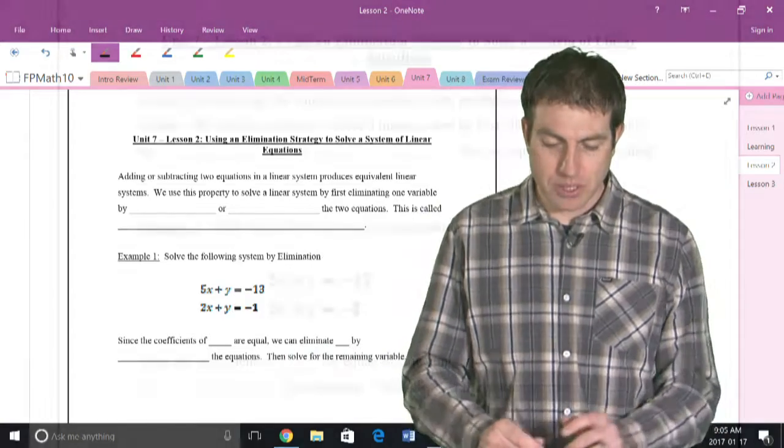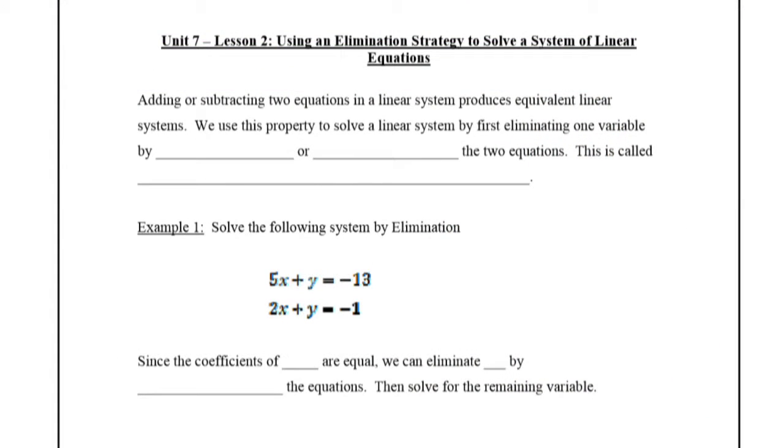Adding or subtracting two equations in a linear system produces equivalent linear systems. It sounds kind of complex, but it's really quite straightforward. We use this property to solve linear systems by first eliminating one variable, and we eliminate one variable by adding or subtracting the two equations. This is called solving by elimination.